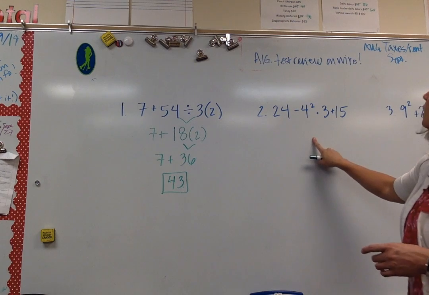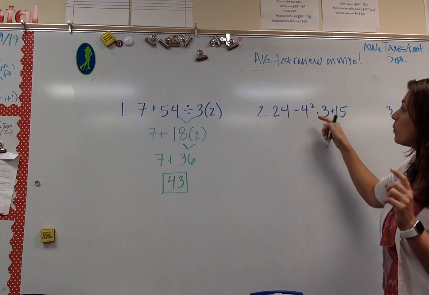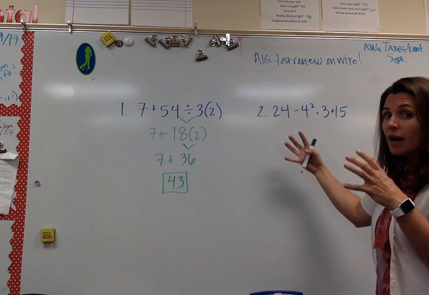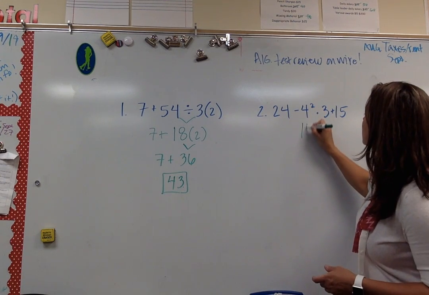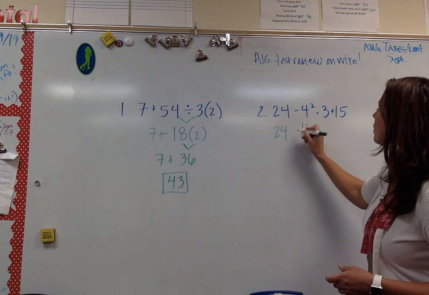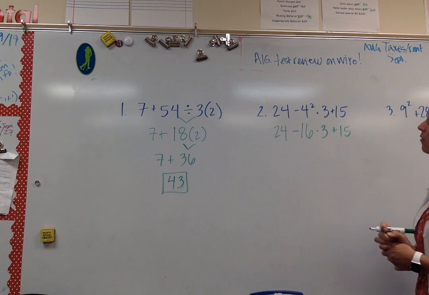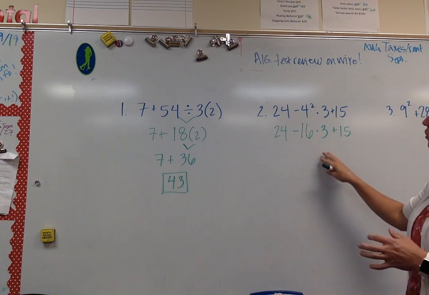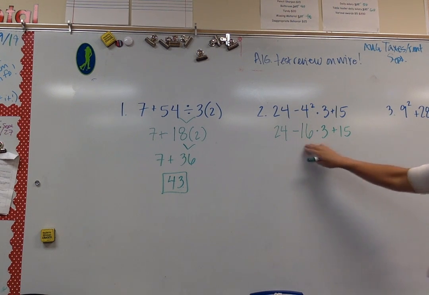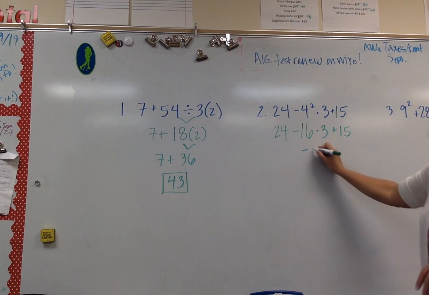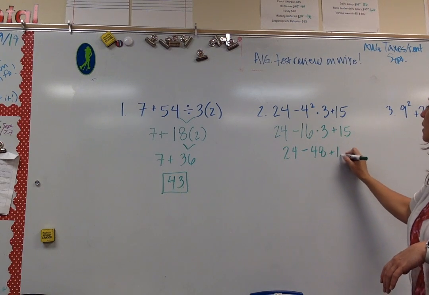Over here, I'm going to go through the order. I don't have parentheses. I do have exponents. And remember, we've talked about this. Because negative 4 is not inside those parentheses, I am just squaring the 4. So I get 16. It's going to look like 24 minus 16 times 3 plus 15. Now I have multiplication. So I can do negative 16 times a positive 3, and that would give me a negative 48. So now I have 24 minus 48 plus 15.